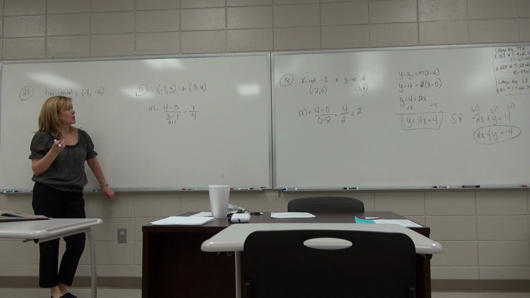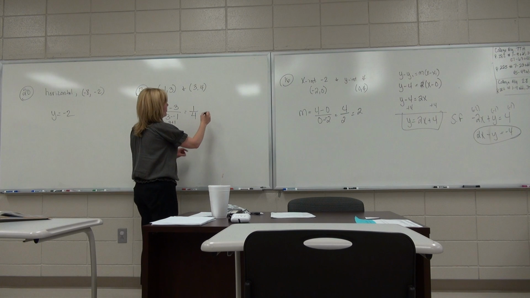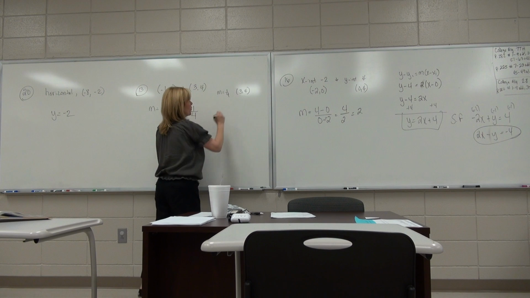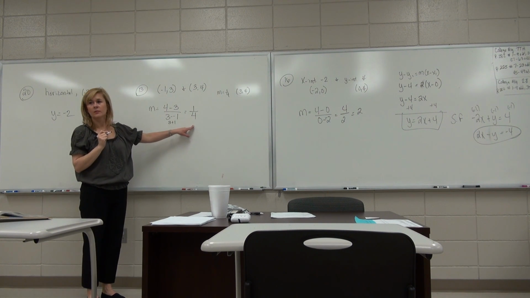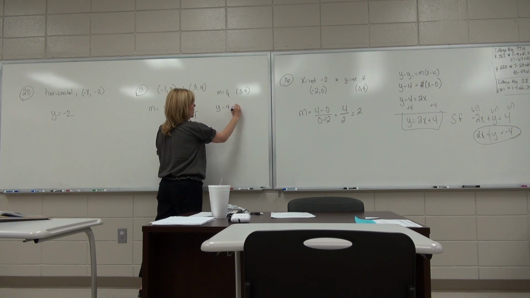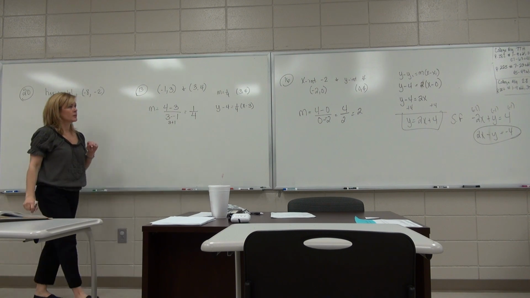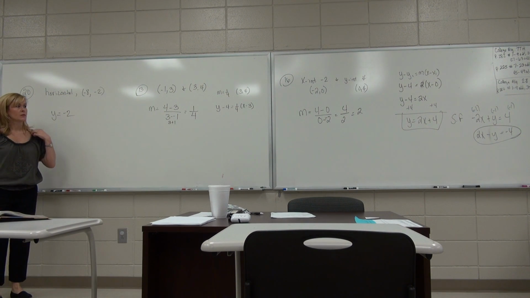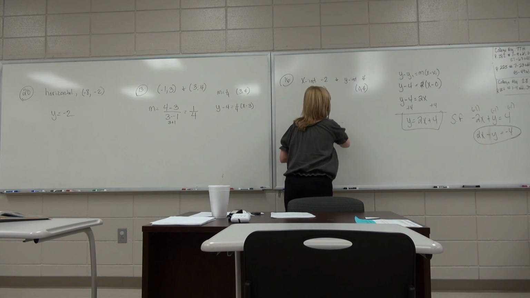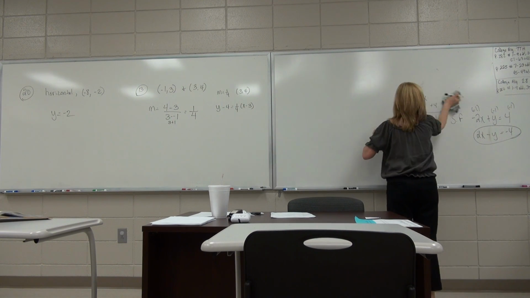Now which point would you like to use? The first one or the second? Second one? Okay, so we're going to use my slope of 1/4 and then the point 3, 4. Plug it into my formula. That'll be y minus 4 is equal to 1/4 times x minus 3. There are going to be two ways you can do this. I want you to watch. Let's get y by itself.